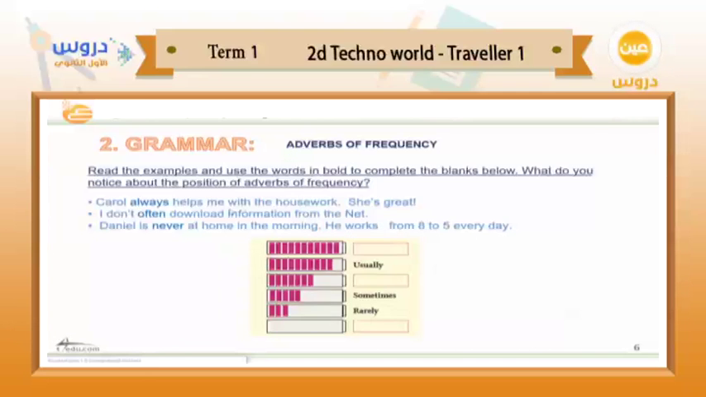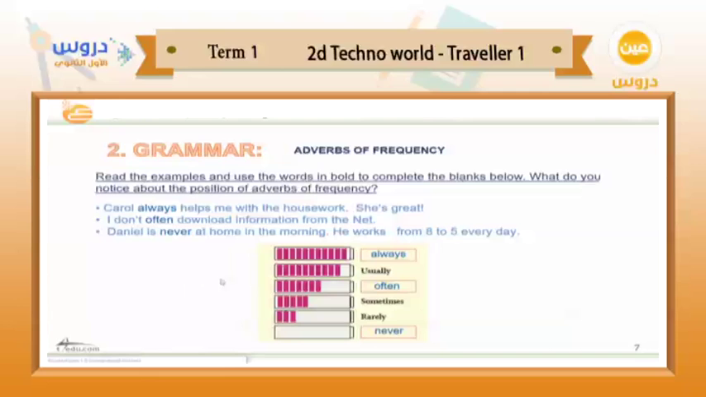Now, looking at the picture, you can use these words in bold to fill in the blanks. Looking at the batteries, you shall know what each word means. Okay, let's check that. Okay, always becomes first, then usually, often, sometimes, rarely, and finally, never. I'd like you to look at the sentences again and tell me what you notice about the position of the adverbs of frequency.